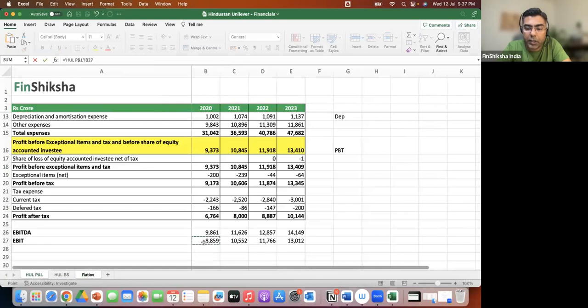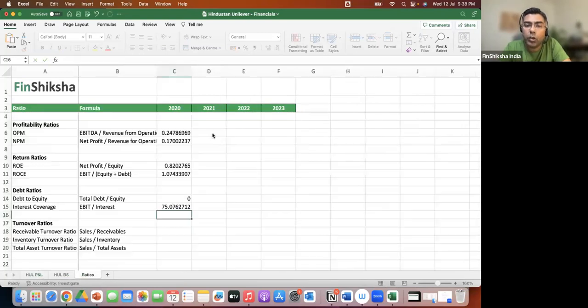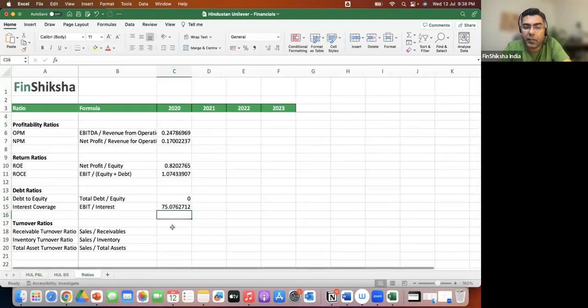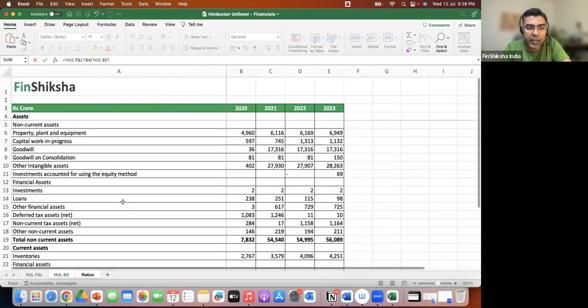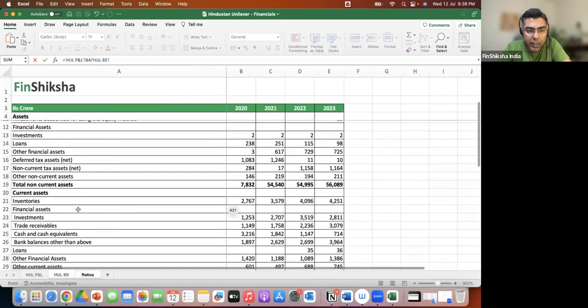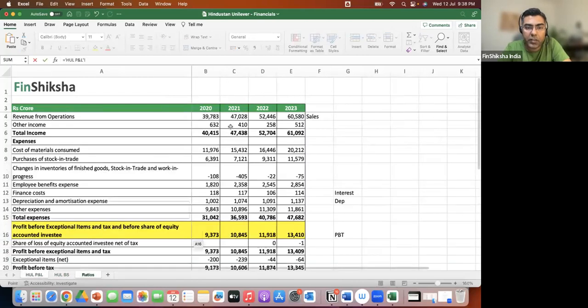We calculated it, divided by finance cost. Any number above 3 is good. This company has 75. Sales upon receivables. So let's look at sales, revenue from operations divided by my receivable, which will be on the asset side, current asset, inventories, trade receivable. That's this number. And inventory is going to be sales divided by inventory.